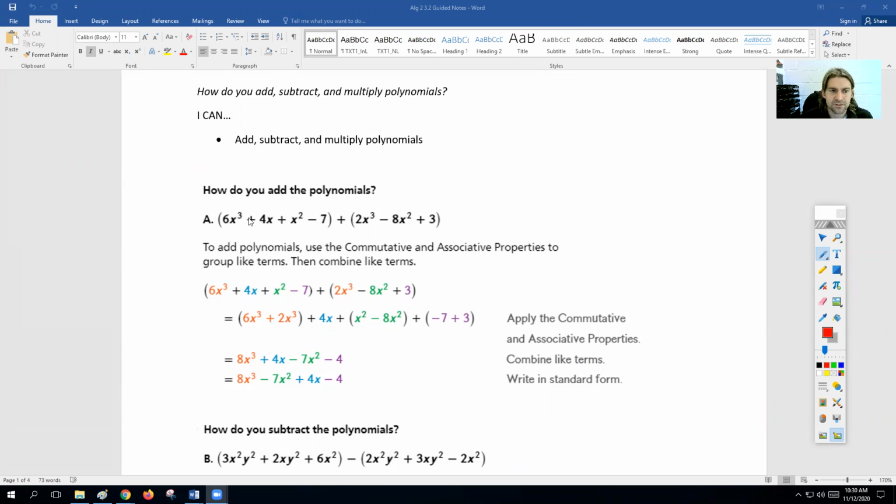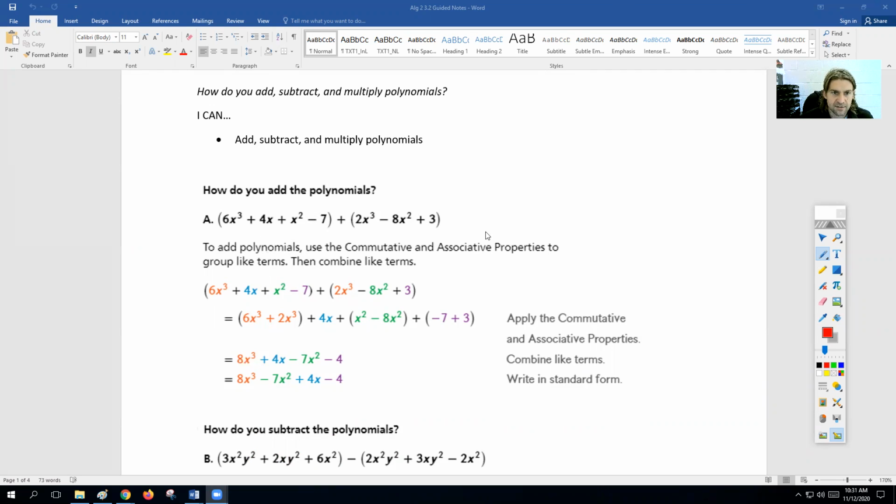When it comes to adding or subtracting polynomials, all we can do is add like terms. So I can only add the x cubed with the other x cubes. When I add them, I just add the leading coefficient. So 6 plus 2 is 8. We don't affect the exponents at all when we're adding or subtracting. So 6x cubed plus 2x cubed is 8x cubed. Same thing with our x squared.